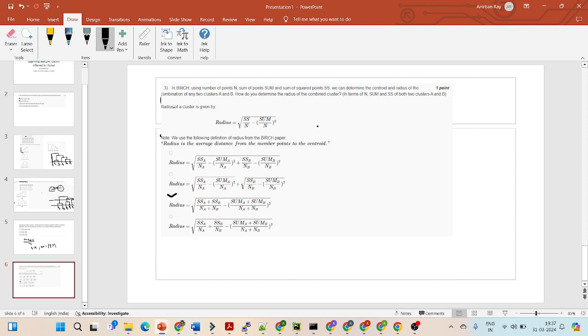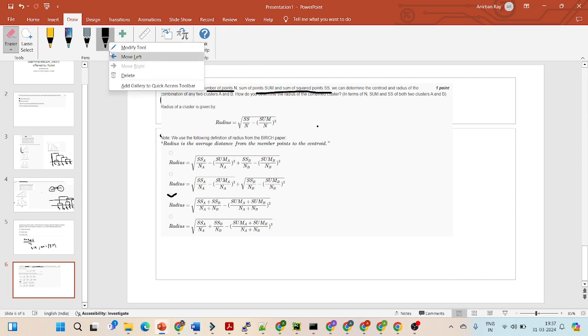As you can see, radius of a BIRCH clustering algorithm cluster, with a number of points n. The radius formula is given here. So we can determine the radius of the combination of two clusters, A and B. How can you find the radius of the combination of two clusters?